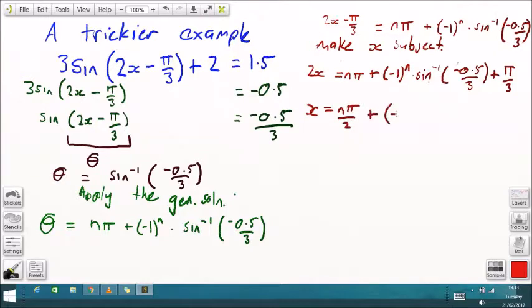Here we go. Takes a little while, a bit more complicated. That's why this video is a bit longer. And pi over 3 over 2, that's pi over 6. Right, that there is my general solution.